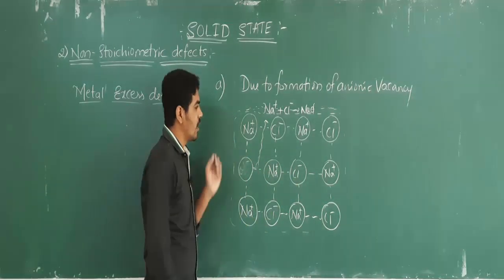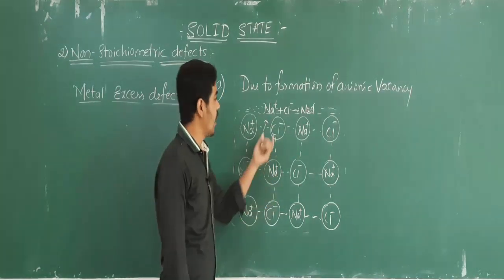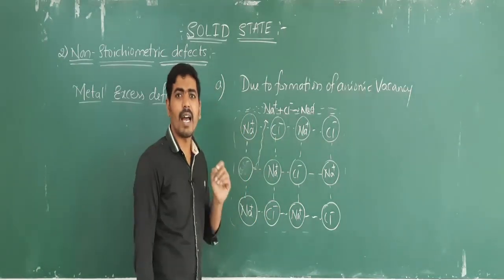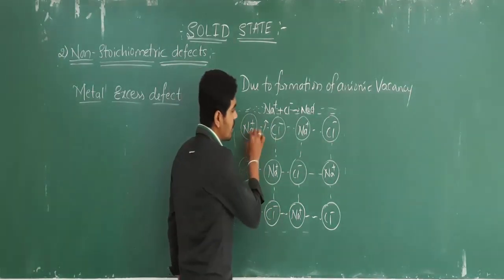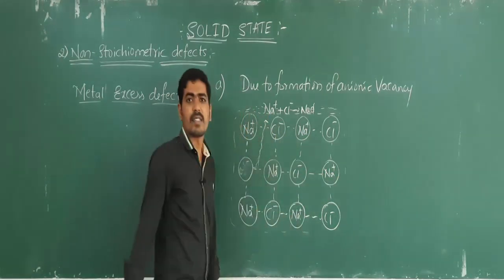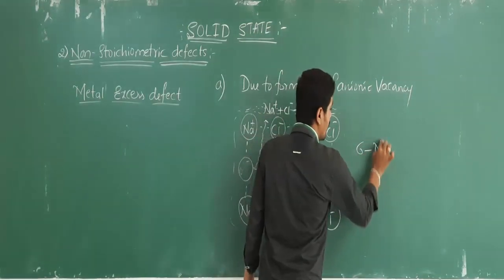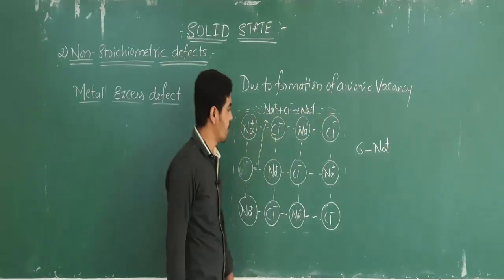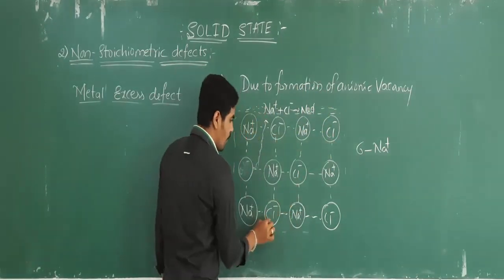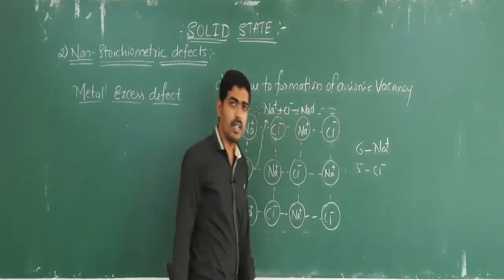But now see here, how many Na+ ions are there, that is cations, and how many Cl- ions are there, which act as anions. So 1, 2, 3, 4, 5, 6. 6 Na+ ions are there. So those are positive charges. Then anions: 1, 2, 3, 4, 5. So totally 5 Cl- ions are there.